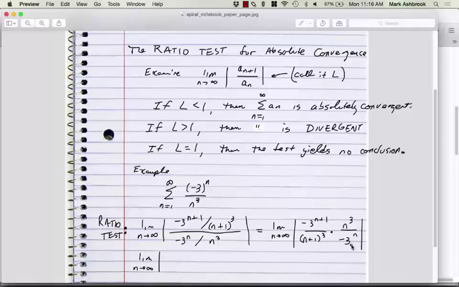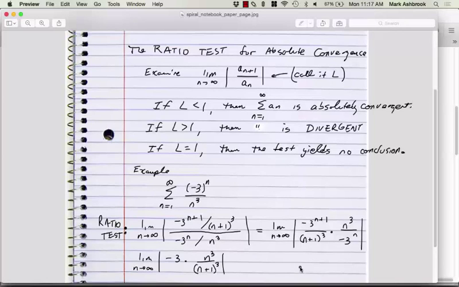Negative 3 to the n plus 1 divided by negative 3 to the n is just negative 3, since you have one more negative 3 in the top than you do in the bottom. And then we have n cubed over n plus 1 quantity cubed. And when you get this simplified enough, you evaluate the limit.